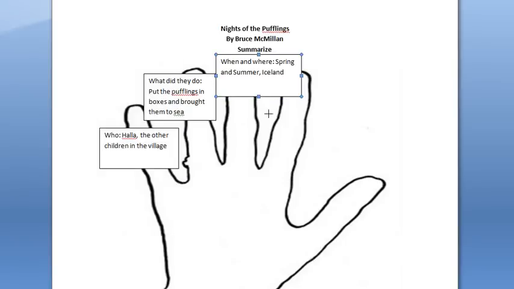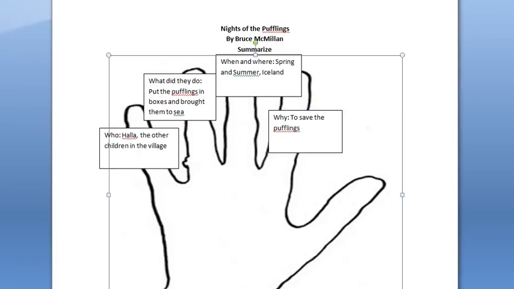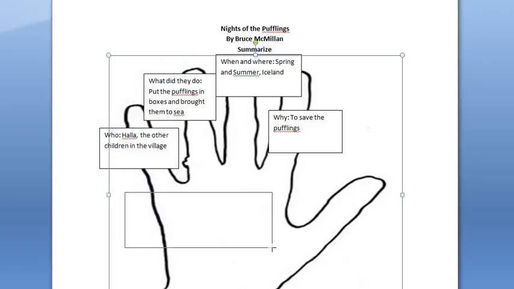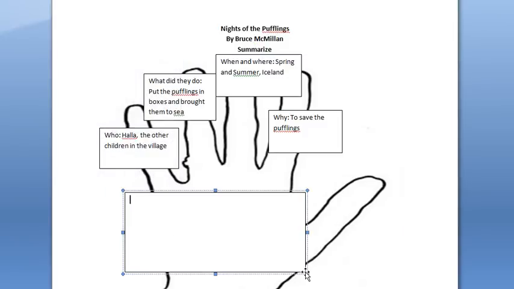The last part is a very important part. Our index finger, we're talking about why. They did this to save the Pufflings. Okay, now to summarize all the important information, we have the 4 key components. Okay. So our summary is just going to be something short like this.